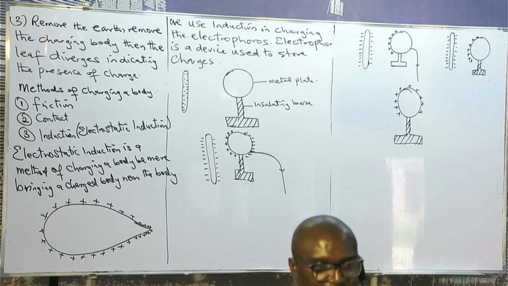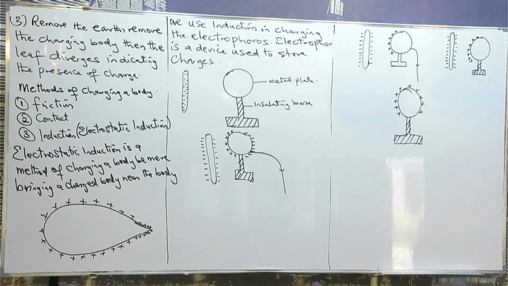So the first thing you should know, most times the proper question that normally comes out in JAMB is on if you want to charge a body positively, what is the first step? The first step is by bringing a negatively charged body near the body. Bring the opposite.